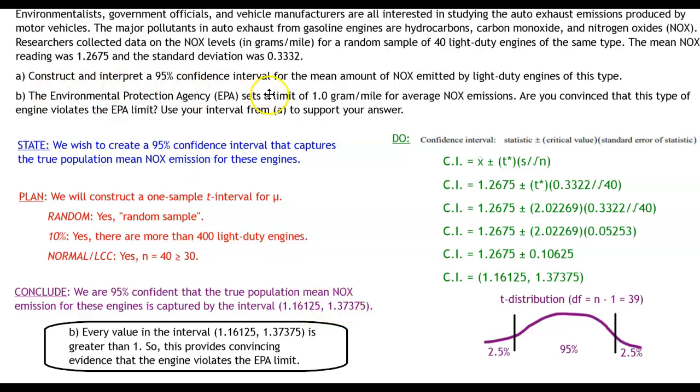And then for letter B, it asks whether 1.0 grams per mile is inside the interval or not. It's true that 1, which is the limit for the EPA, is completely below that interval. The interval doesn't contain 1. So this is convincing evidence that everything within that interval is above 1. So the population mean is probably above 1.